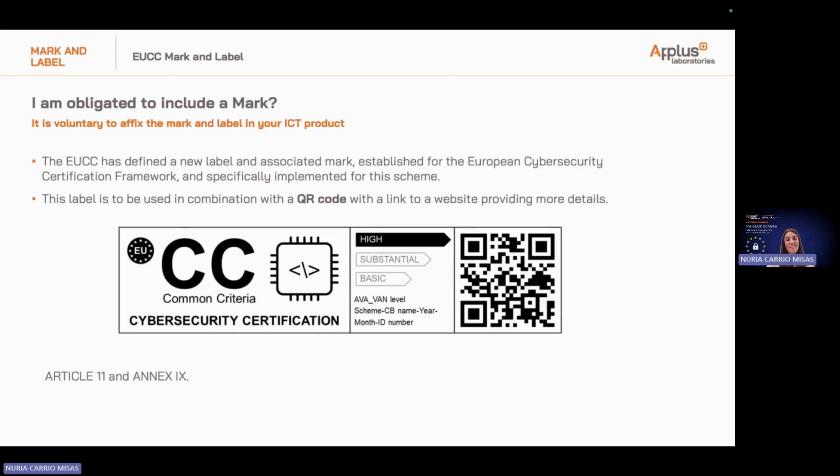Another frequently asked question is, am I obligated to include a mark? I'm sure that you have seen this EUCC mark on several pages. Well, the EUCC states that it's voluntary to affix the mark and label on your ICT product, okay? But there are some rules that you need to follow in case you are affixing it, and you can find these rules in Article 11 and Annex 9 that you see just right here.